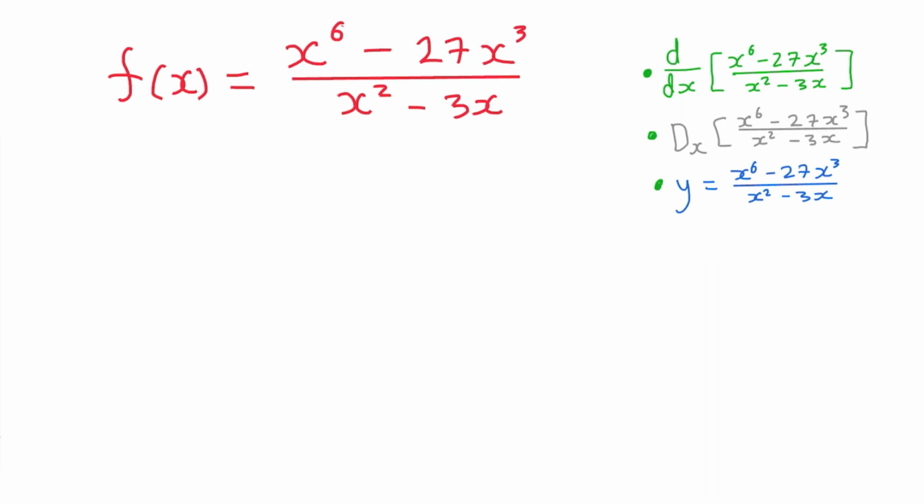They give us a question here. They said f of x equals x to the exponent 6 minus 27x cubed all over x squared minus 3x. On the side there, you can see I have written d over dx inside the brackets, which is the same question, or d subscript x, the same question, or y equals. No matter how they give you the question, you do the same thing, but the format will just differ here and there, okay?